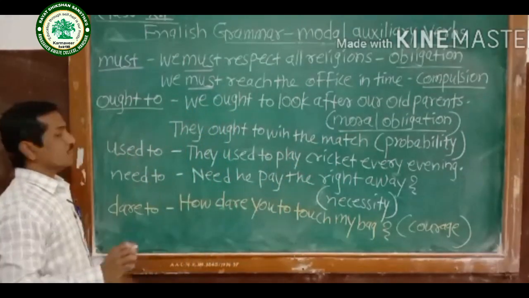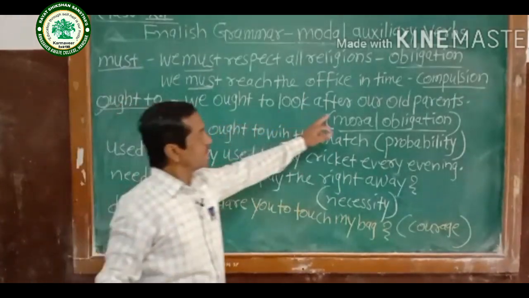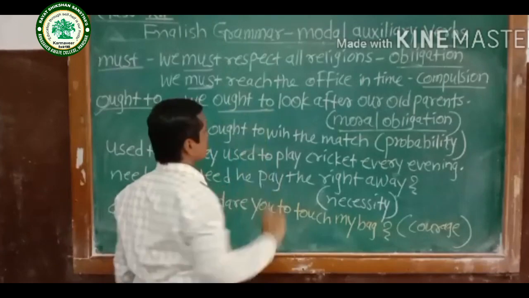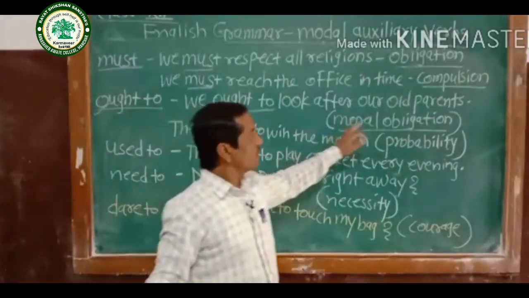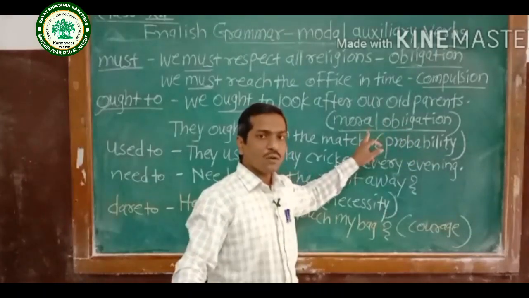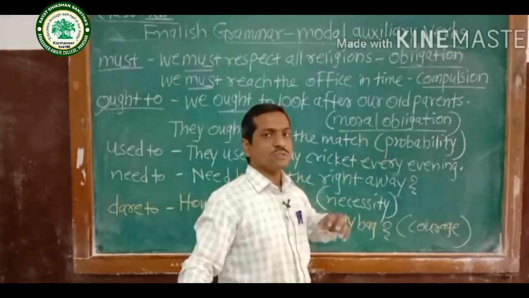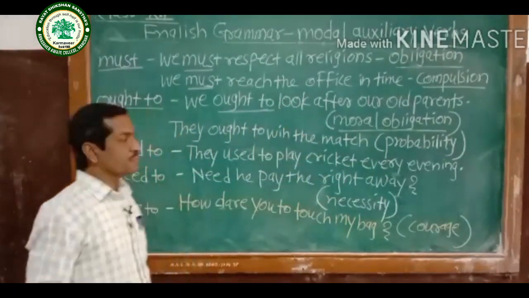Then the next modal auxiliary is ought to. We ought to look after our old parents. Okay, here ought to, this modal auxiliary verb, expresses moral obligation. Moral obligation means it is our moral duty that we ought to look after our old parents.